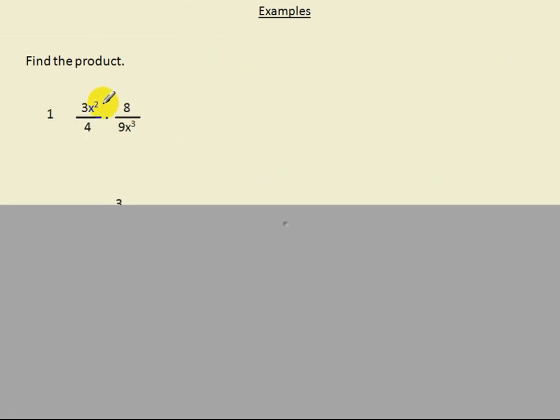We could just go straight ahead and multiply across the numerator if we wanted. So 3x squared times 8 is 24x squared, and then multiply across the denominators. So we have 4 times 9x cubed, which gives us 36x cubed. Now notice that we can simplify here, because 12 will go into both 24 and 36. It goes into 24 2 times. It goes into 36 3 times. Also, the two x's in the numerator are going to cancel 2 out of the 3 x's in the denominator. We're still going to have that 1x left by itself, and we end up with 2 over 3x.